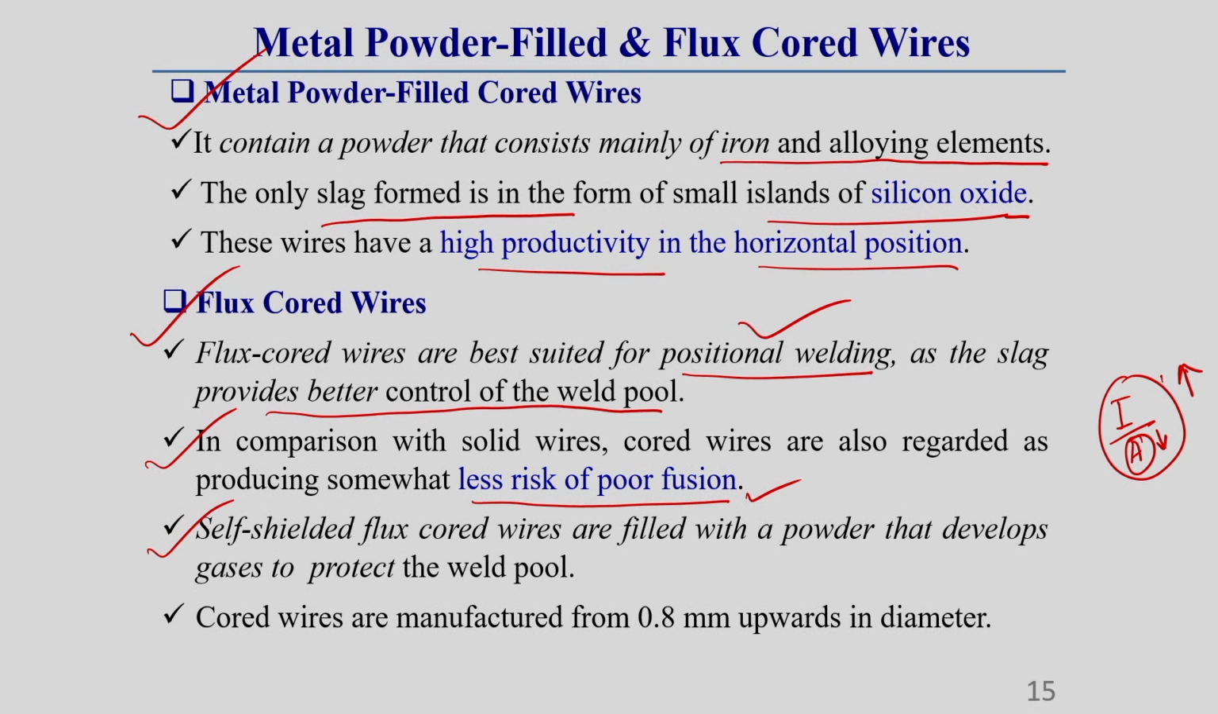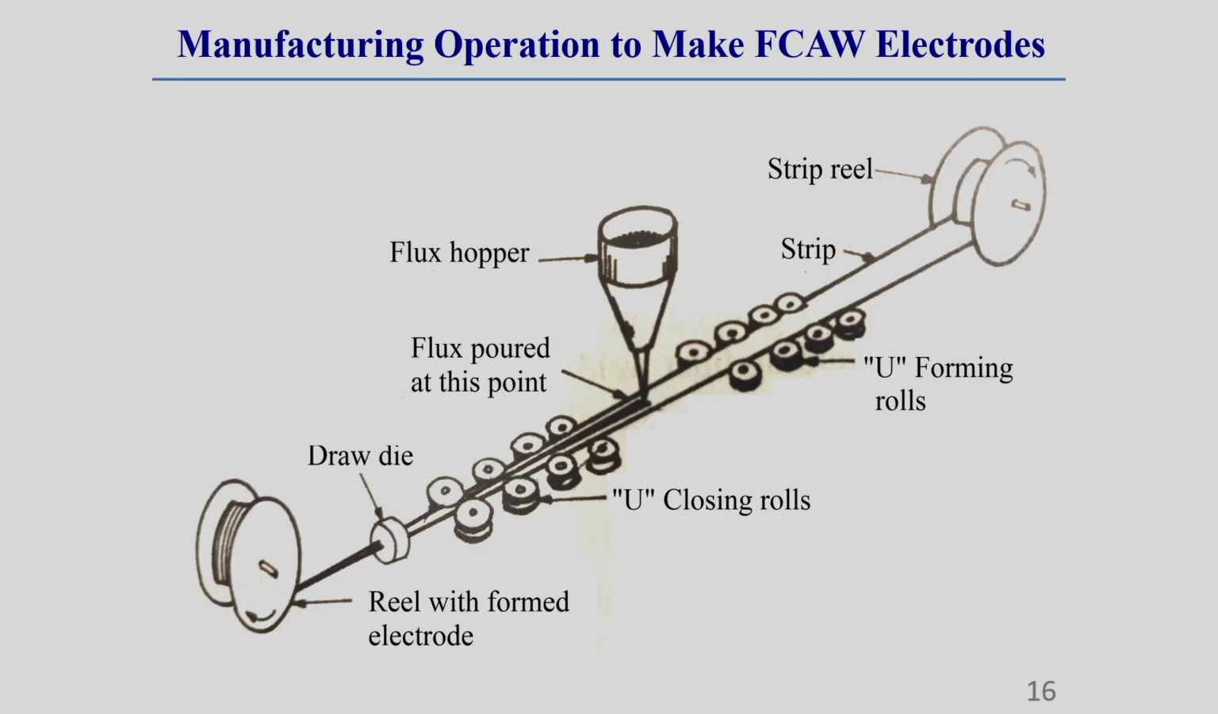As the burning flux makes the shielding gas, it is also called self-shielded flux core wire, and it is also core wire. One thing you should keep in mind: this core wire has a diameter ranging from 0.8 mm upward. Here I am just showing how to manufacture this flux core arc welding electrode. I am showing the details.